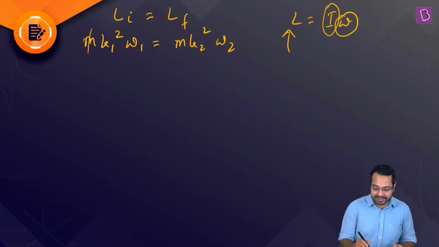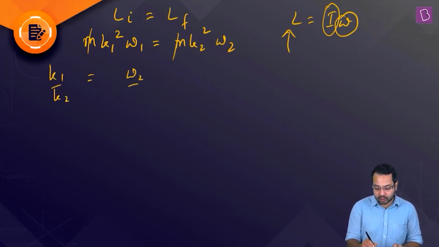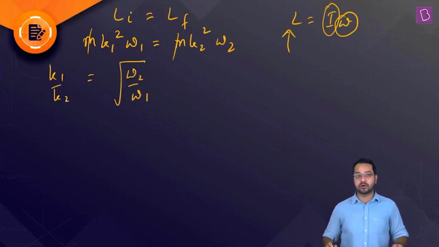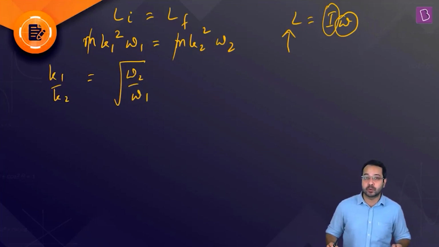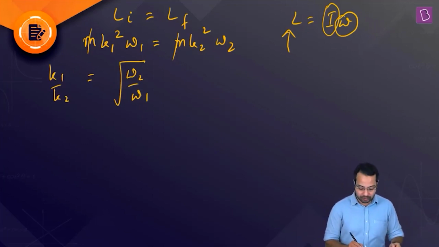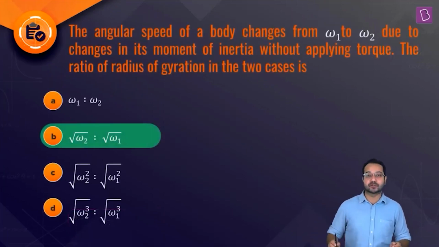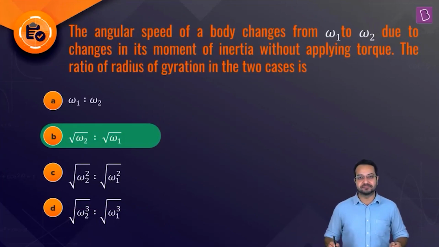All right, so m gets cancelled, and what do I need? I need k1 upon k2, and that is going to become omega 2 upon omega 1 under root. So obviously the correct option is going to be omega 2 under root is to omega 1 under root. All right, let's have a look at the options. So option B is going to be the right answer.